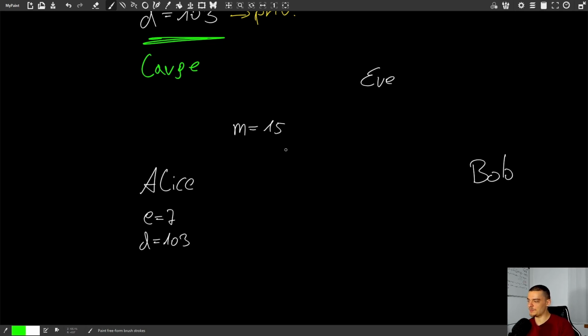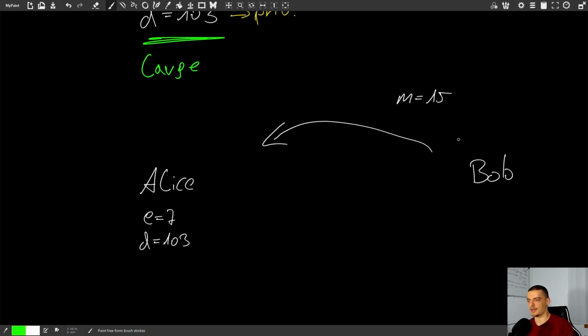So what would we do? Or actually, sorry, we would want to do this the other way around. Bob wants to send Alice a message because Alice now has this key pair and we don't want to do the same thing for Bob. So again, Bob wants to send a message to Alice. The message is 15. Bob knows that Alice's public key is 7.